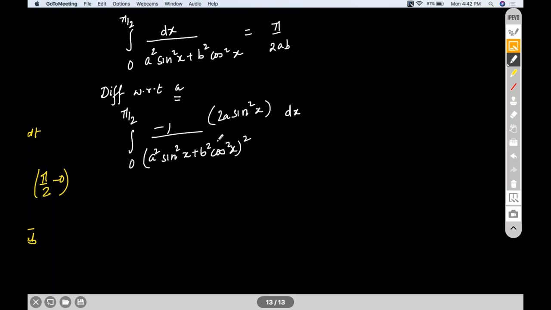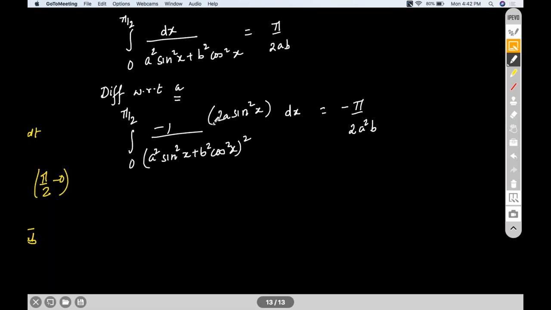Are you getting this point? Okay. Other terms will not appear. And I have to differentiate this side also with respect to a. So that will be minus pi by 2 a square b. Is that clear?